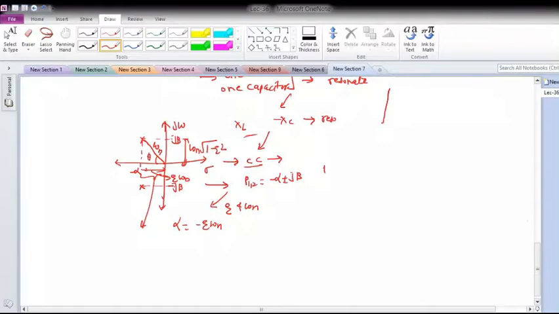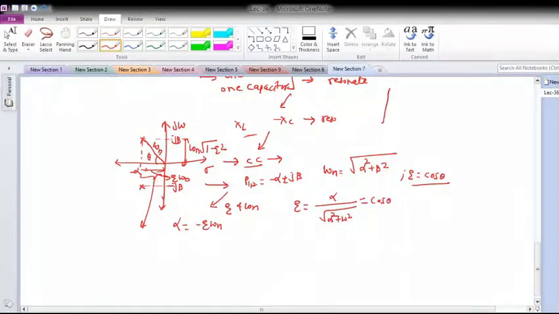So what is the undamped natural frequency in terms of alpha and beta? It will be the square root of alpha square plus beta square. What is zeta? Zeta we know is cos theta, and in terms of alpha, zeta will be alpha divided by the square root of alpha square plus beta square, which is nothing but cos theta. Similarly I can obtain sin theta: sin theta will be beta upon omega n, so beta will be omega n into sin theta, and beta square will be omega n square into sin square theta.